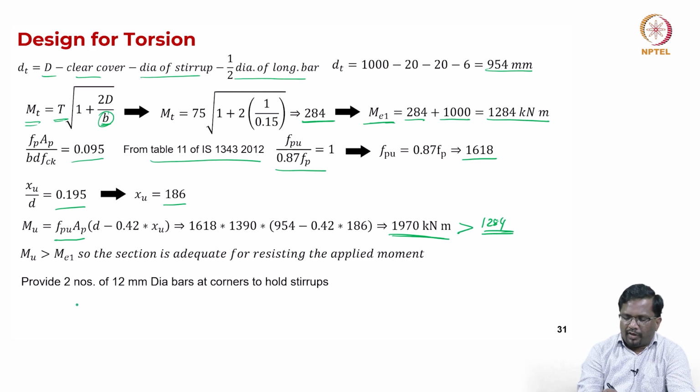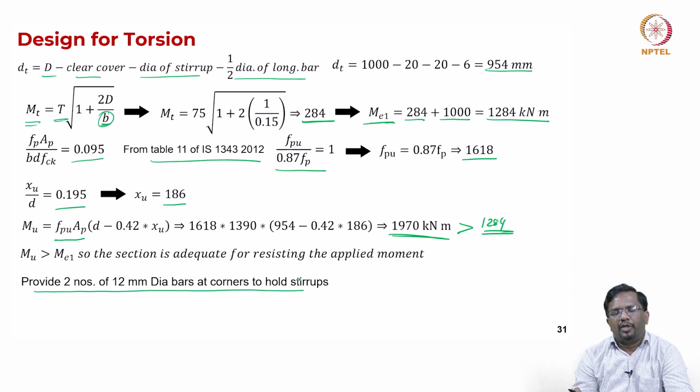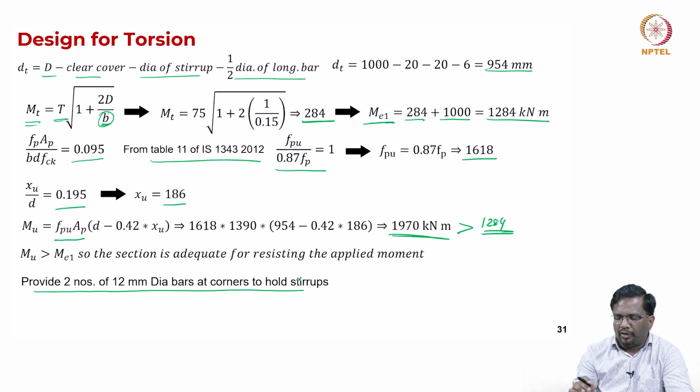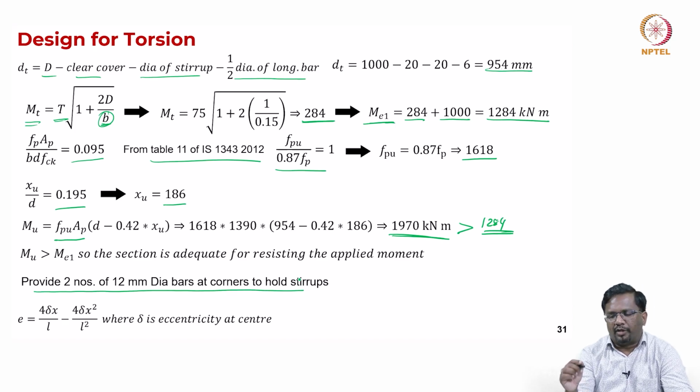Now, in addition to that, I am also going to provide 2 numbers of 12 mm diameter longitudinal bars to hold the stirrups. It is an I section, so I need to put stirrups in the flange as well as in the webs. So, I need to put some non-pre-stressed longitudinal bars to hold the stirrups. Now, the next step is to design for shear.